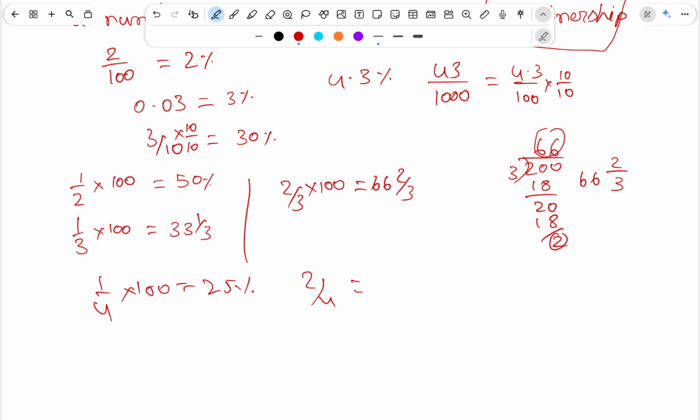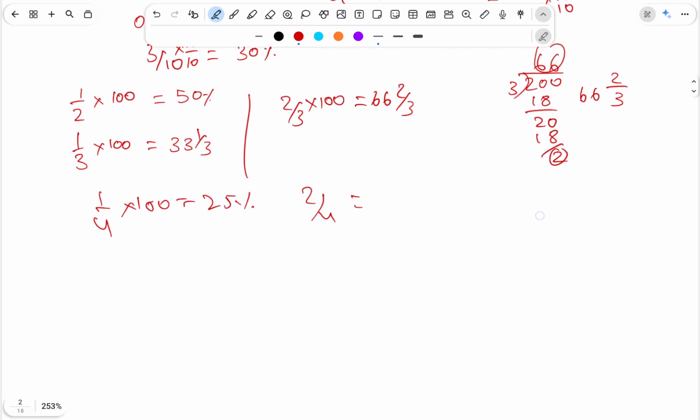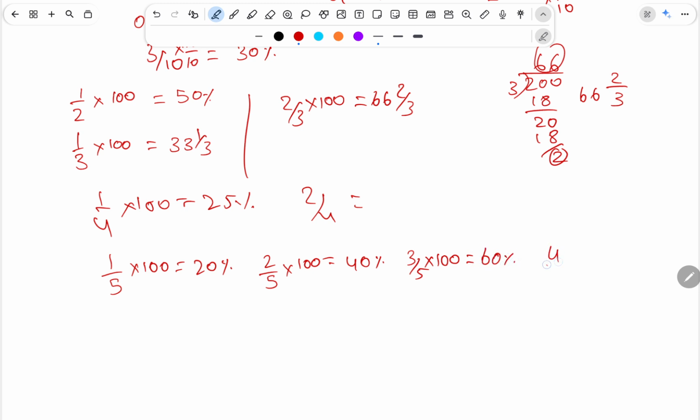Then 1 by 5. 1 by 5 is 20 percentage. Then 2 by 5. So now 1 by 5 into 100 is equal to 20 percentage. Then 2 by 5 into 100 gives 40 percentage. Then 3 by 5 into 100 gives 60 percentage. 4 by 5 is 80 percentage. 5 by 5 is 1.